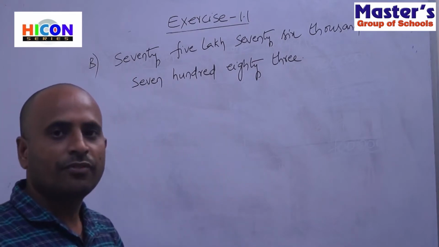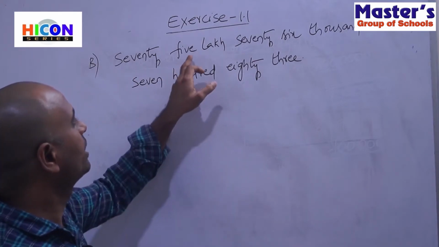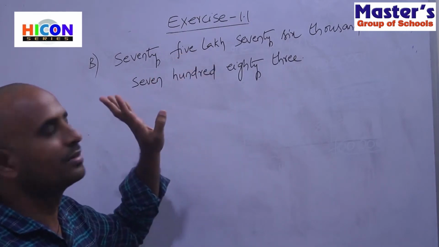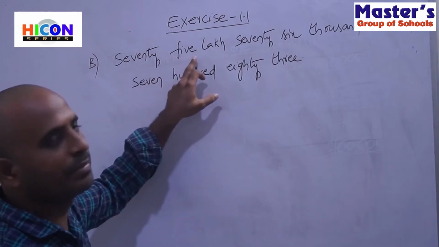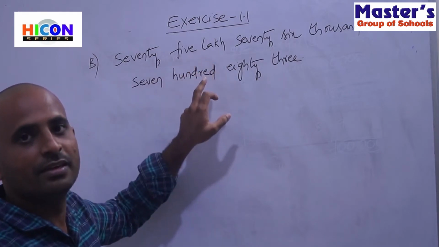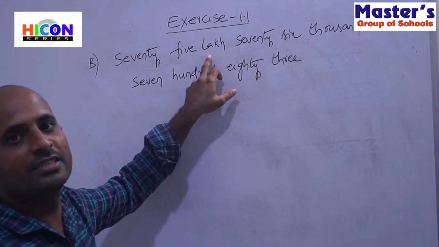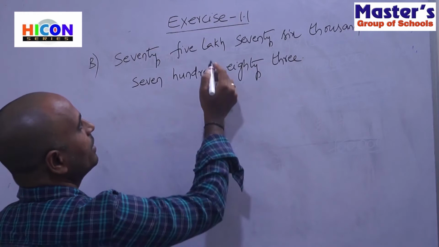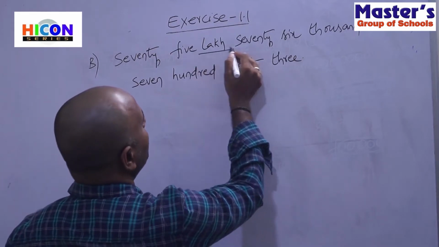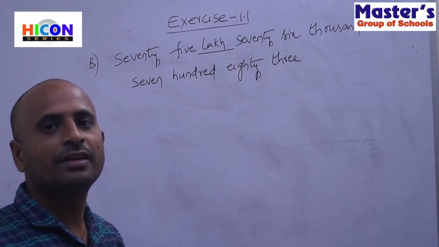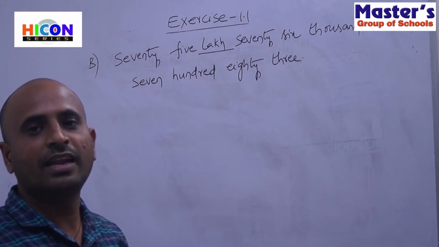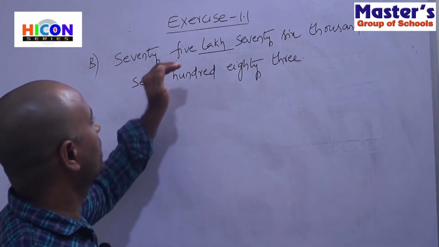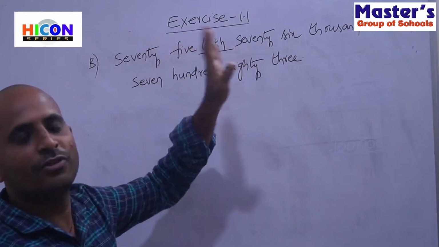So first of all, we have to identify whether the given number name is in Indian place value chart or international place value chart. If you observe carefully, the given number name is in Indian system of numeration. Why? Because in this number name we observe lakhs. Lakhs is present in Indian system of numeration and is not present in international system of numeration. So the given number name is in Indian system of numeration.